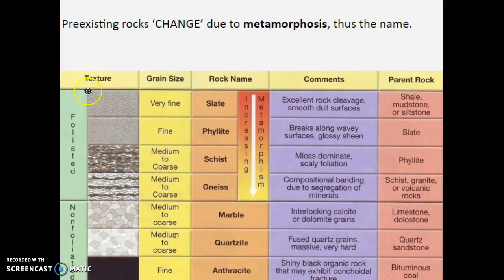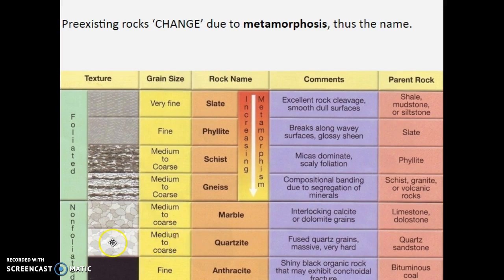My non-foliated textures, right? We've looked at texture this whole year on different rocks. Marble has medium to coarse grains, and its parent rock is dolostone or limestone. And we could identify that by dropping HCl. And these have interlocking calcite or dolomite grains. If it effervesces vigorously, its parent rock was limestone, it's made up of calcite. If it effervesces mildly, its parent rock was dolostone, and it's composed of dolomite crystals.